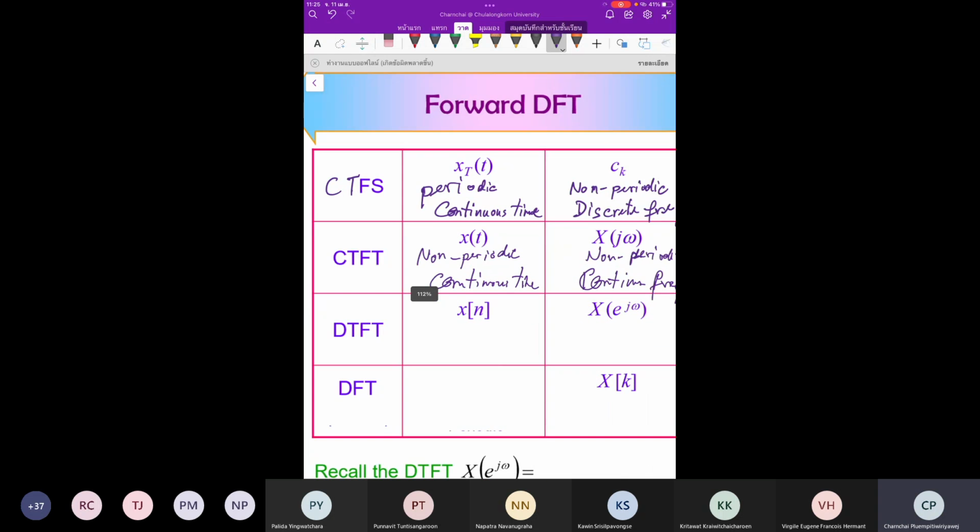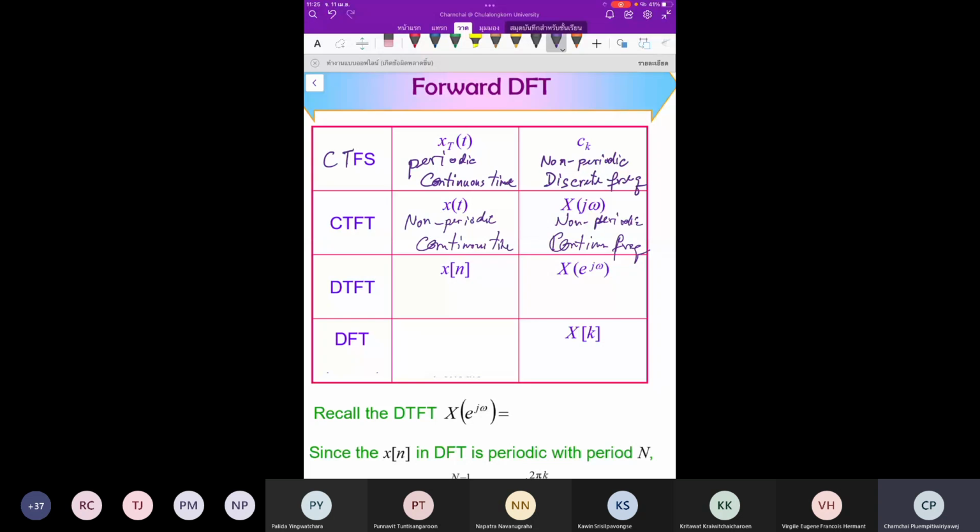Okay. How about the DTFT? x[n] is non-periodic, right? Non-periodic discrete time. However, X(e^jω) is periodic, right? This one, X(e^jω), is periodic. Continuous frequencies.